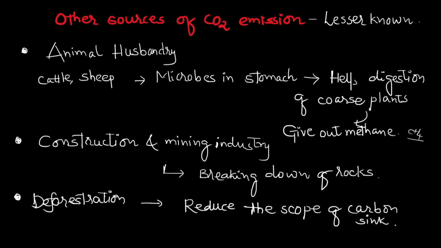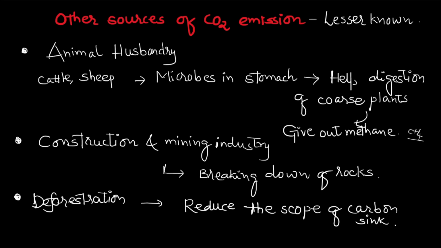The other source is the construction and mining industry. Now, the breaking down of rocks is an important part in the construction and mining industry. And we previously saw in this video that the breaking down of rocks, or the weathering of rocks, gives rise to CO2. Now, deforestation is not a direct source, but it acts indirectly as a source of CO2 emission because as deforestation takes place, as the trees reduce, the scope of carbon sink reduces. Carbon sink is where the carbon goes eventually. So the scope of carbon sink reduces.